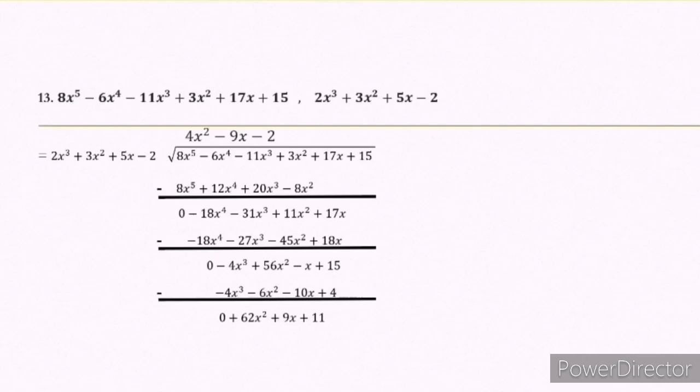Then negative 4x cubed divided by 2x cubed is equal to negative 2. Negative 2 times 2x cubed is equal to negative 4x cubed. Negative 2 times 3x squared is equal to negative 6x squared. Negative 2 times 5x is equal to negative 10x. Then negative 2 times negative 2 is equal to positive 4.